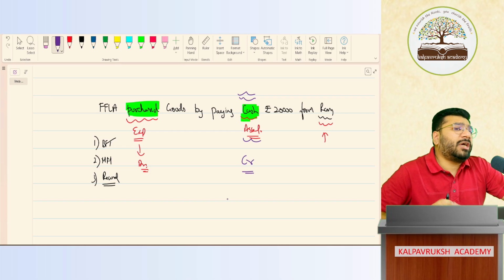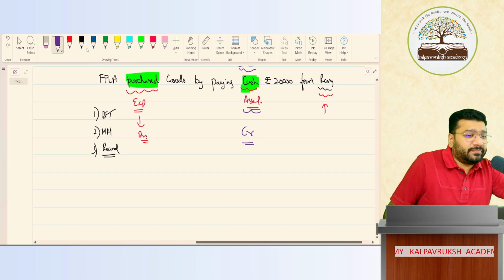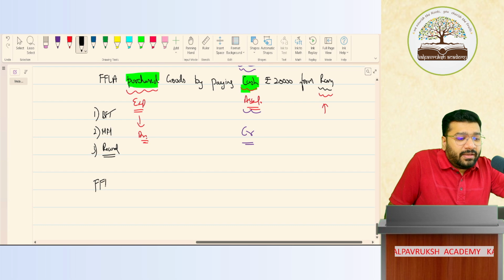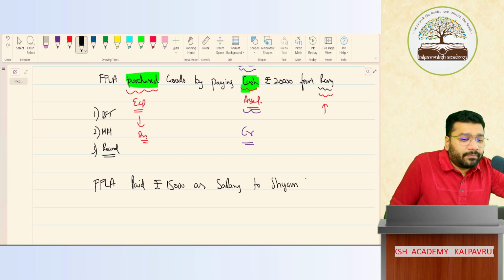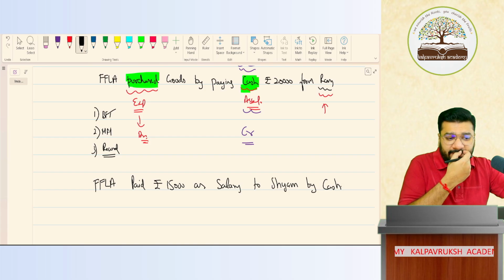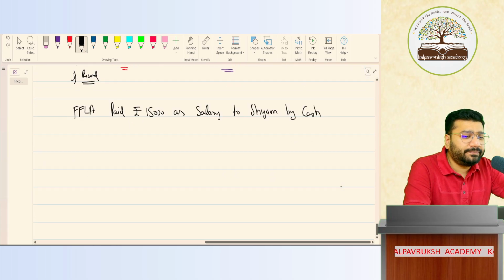That was done yesterday itself, let's do something different. FFLA paid salary in the form of cash. Can we do that? Okay. One salary transaction. FFLA paid rupees 15,000 as salary to Sham by way of cash.